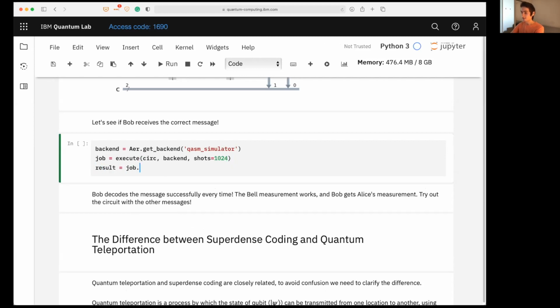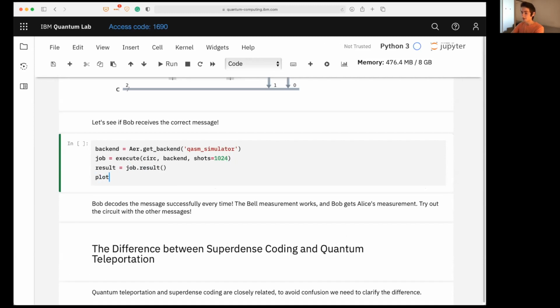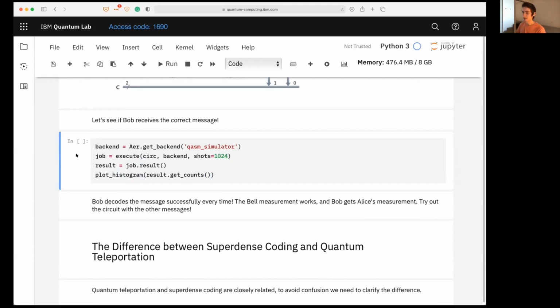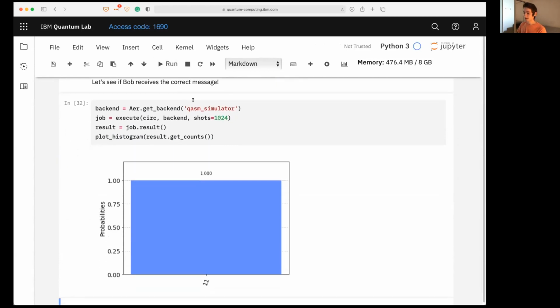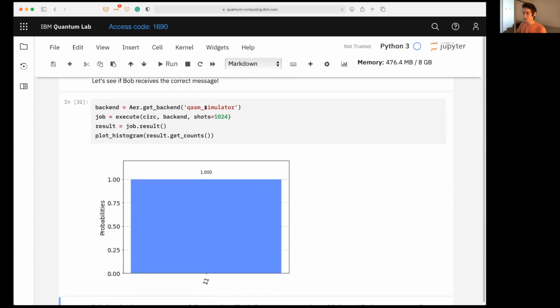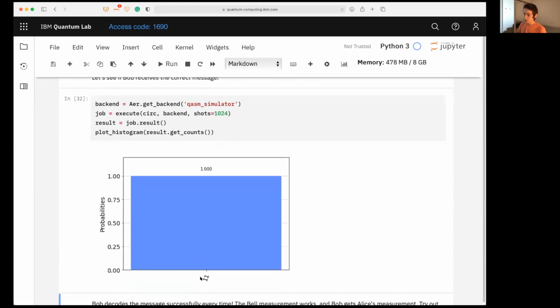We get our result like this. And then we're going to use our good old plot histogram function on result.get_counts. Again, you don't have to memorize these things. You can just look at previous notebooks to see how we do this. Okay, I will click run. And there we go. What we're seeing here is that Bob measures 1, 1, 100% of the time. It's exactly what we wanted.